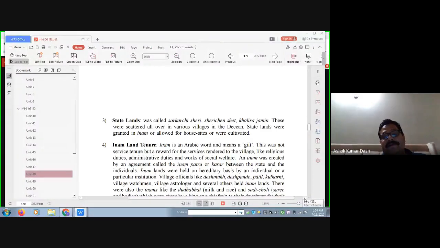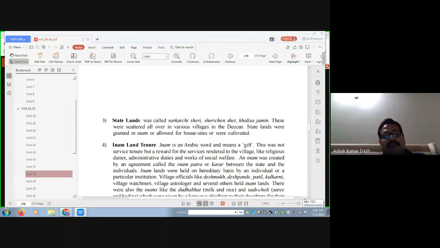Yes. Inam, which is also called a gift. This was not a service tenure, but a reward for the service rendered to the village, like religious duty, administrative duties, and work for social welfare. An Inam was created by an arrangement called Inam Patra or Karar between the state and the individual. So these are the Inam lands.